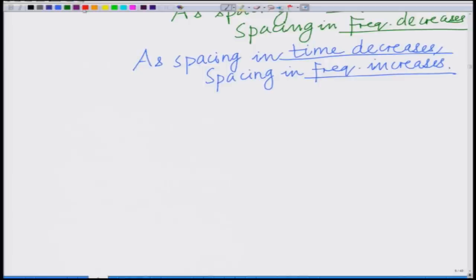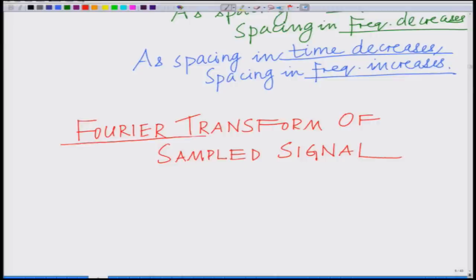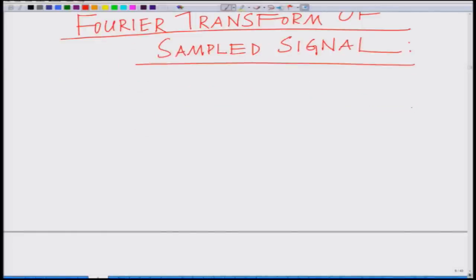Now, let us look at what is the Fourier transform of the sampled function. All right. So, now we are in a position to look at the Fourier transform of the sampled function. We have found the Fourier transform of the impulse train. Now, the Fourier transform of the sampled analog signal, you can see, will be given as follows.